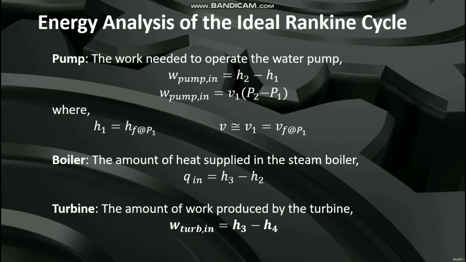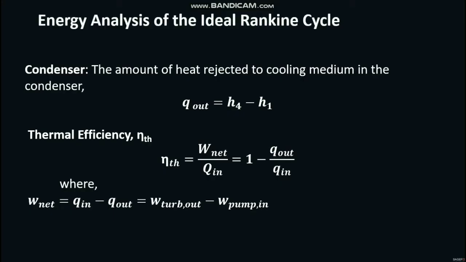In the boiler, the amount of heat supplied in the steam boiler can be calculated by Q in equals h3 minus h2. For the turbine, the amount of work produced by the turbine can be solved by h3 minus h4. For the condenser, the amount of heat rejected to the cooling medium in the condenser is Q out equals h4 minus h1. And to get the thermal efficiency, it equals work net over Q in, or equals 1 minus Q out over Q in.